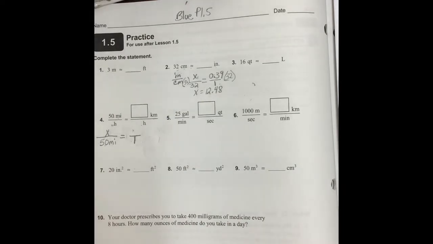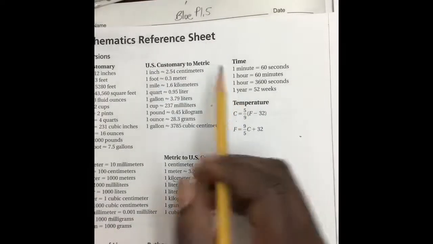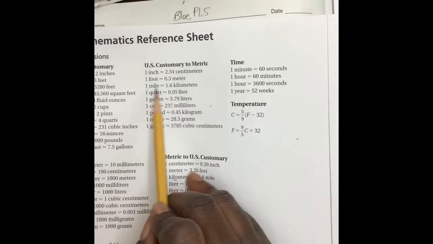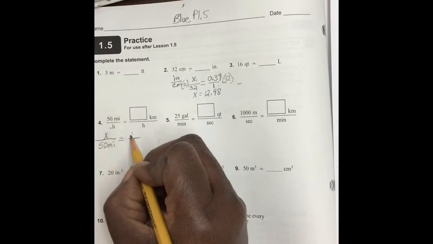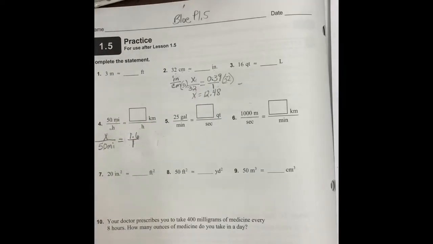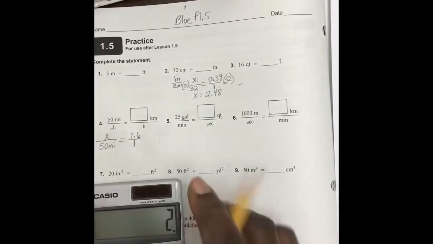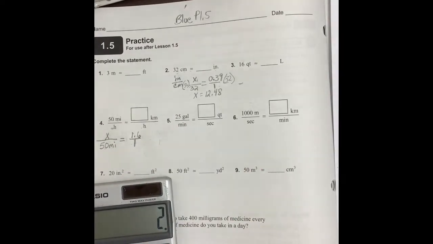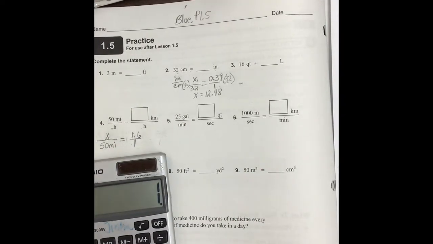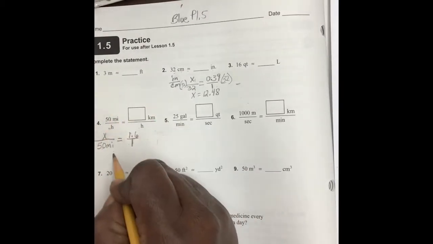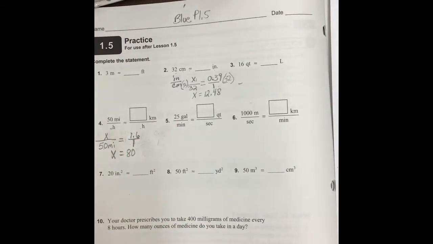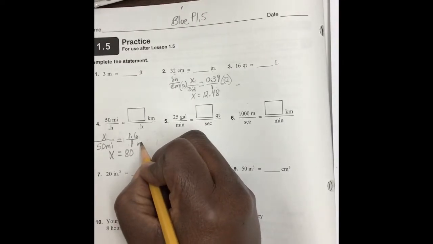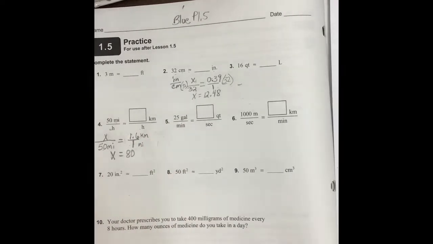So let's get our conversion chart. We look at our miles and we realize 1 mile is equal to 1.6 kilometers. So that's our conversion, 1.6. Therefore, we get our calculator and we isolate our x by multiplying both sides by 50, so that 1.6 times 50 gives us 80. So x is equal to 80, okay? All right. Okay, let's move on to number 6.